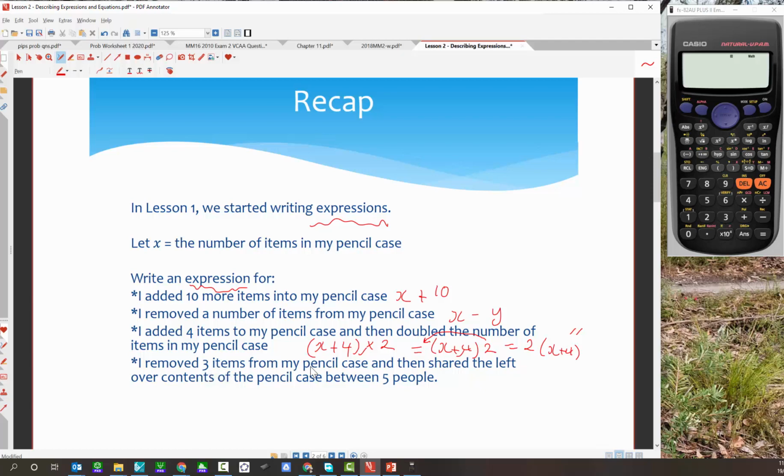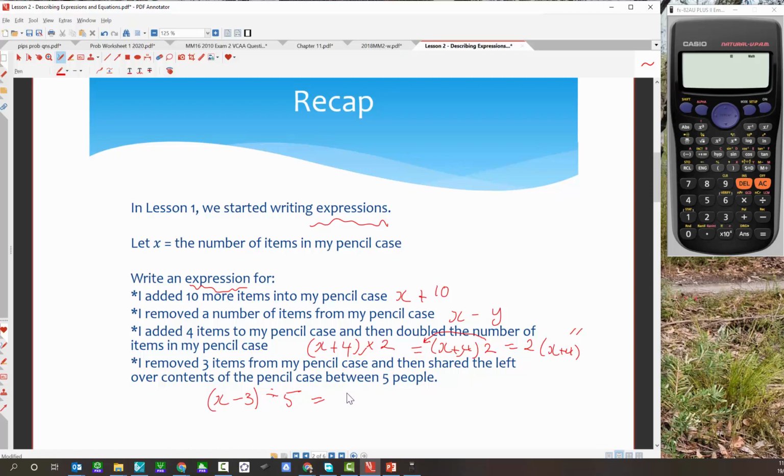All right, I removed 3 items from my pencil case and then shared the leftover contents of the pencil case between 5 people. So if I remove 3 items, that's going to be x take 3. And when I share, what I'm doing is division. I divide the contents between 5 people. So what I would get then is x take 3 all divided by 5. Notice how I said all divided by 5, so I need to do the subtraction first and then share the contents.